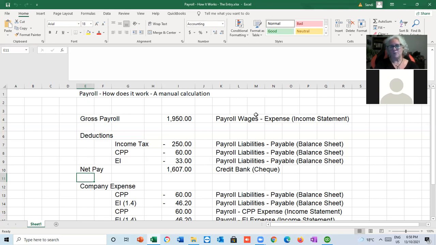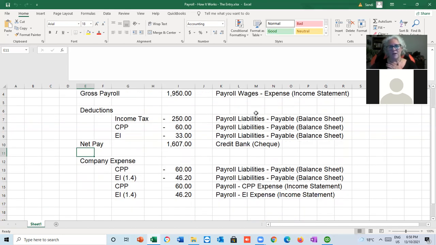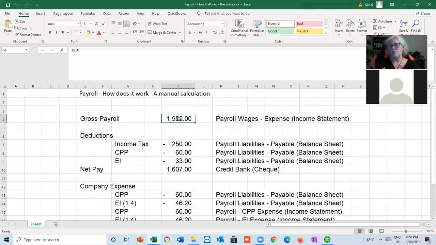And so the gross, how it works here is if I have a gross payroll of $1,950, that's going to be expensed onto the income statement. The deductions will go to the payroll liabilities. So as an employee, I'm going to have $250 deducted, goes to the balance sheet, payroll liabilities. My CPP goes to the balance sheet under payroll liabilities, and my EI goes to the balance sheet under payroll liabilities, and the check coming out of my bank account is the difference.